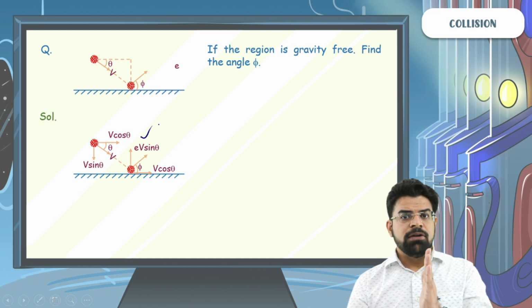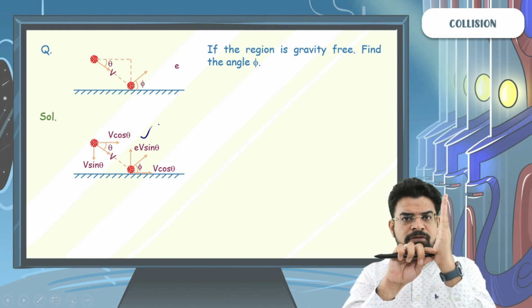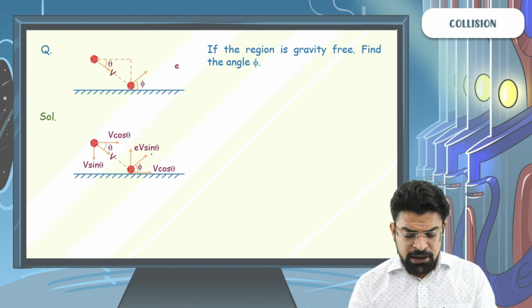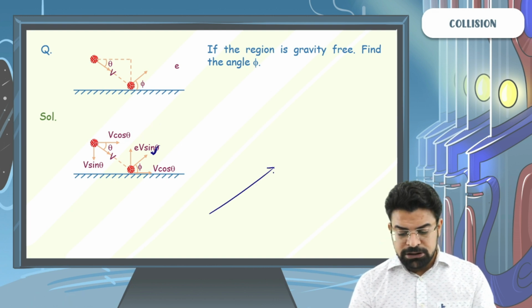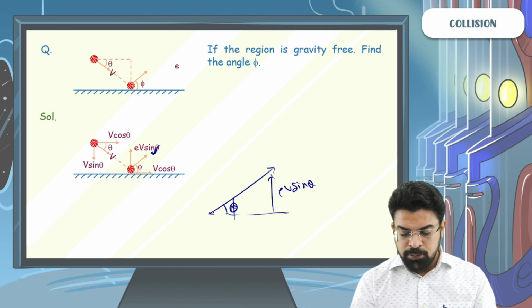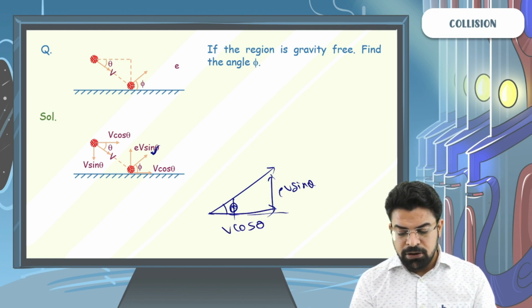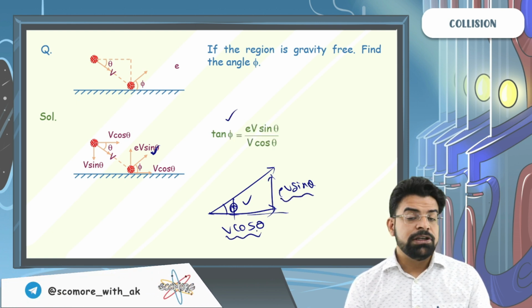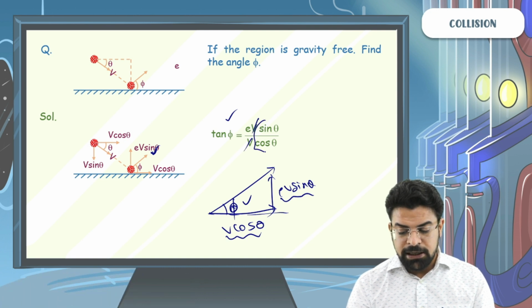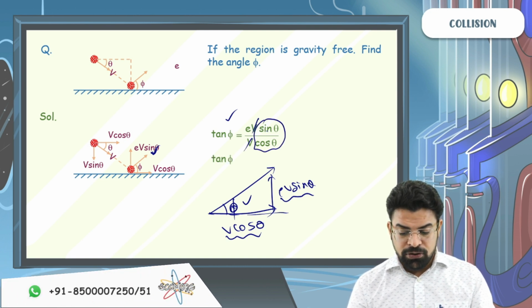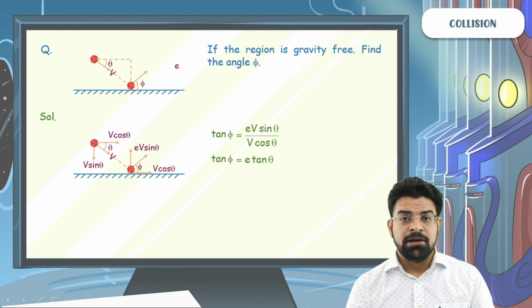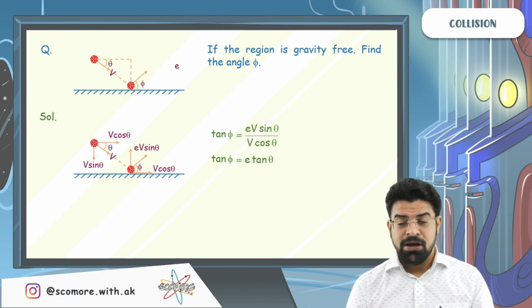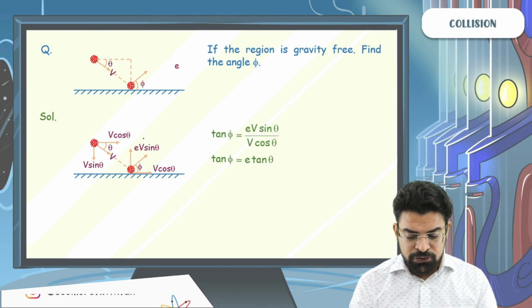So after collision, the vertical velocity will be e v sin theta, horizontal velocity will be v cos theta, and let's say the net velocity makes some angle phi. Then tan phi equals e v sin theta upon v cos theta. You can cancel out v and write sin theta by cos theta as tan theta. So you get tan phi equals e tan theta. So easy. Now let's do one more example where I will use this concept.